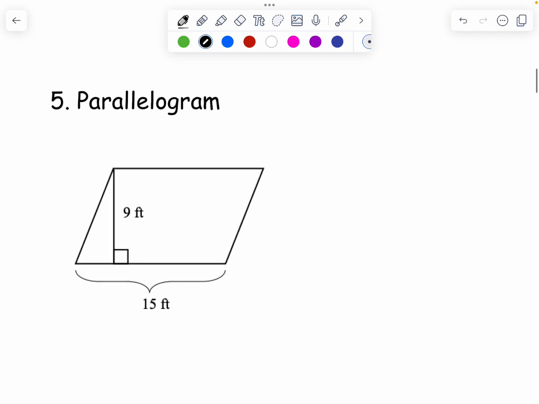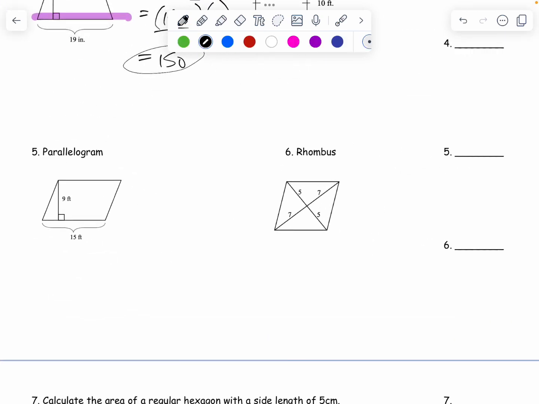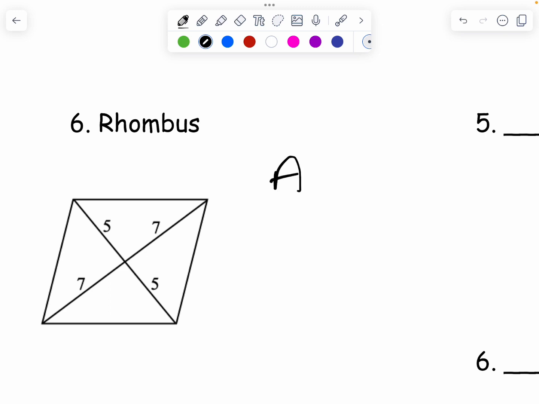The parallelogram is also the same as the rectangle, but you're using the two sides that form the right angle, so make sure you're okay with that. And then the rhombus, I do want to talk about that one because it seems like we still sometimes get a little bit confused on the formula for the rhombus.